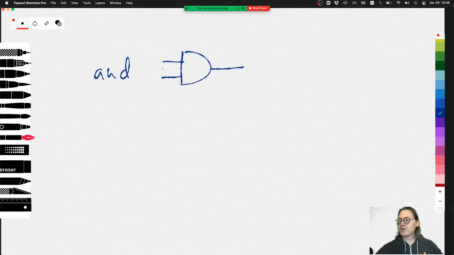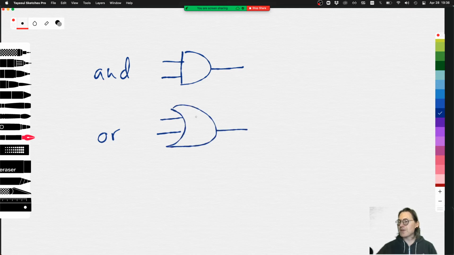We have two inputs that we see here, right? We've got an input there and an input there, and we've got an output there, okay? We call that an AND gate. We also have OR gates, okay? So an OR gate looks like this. Same thing. This is just an OR operation, two inputs, and we have an output.